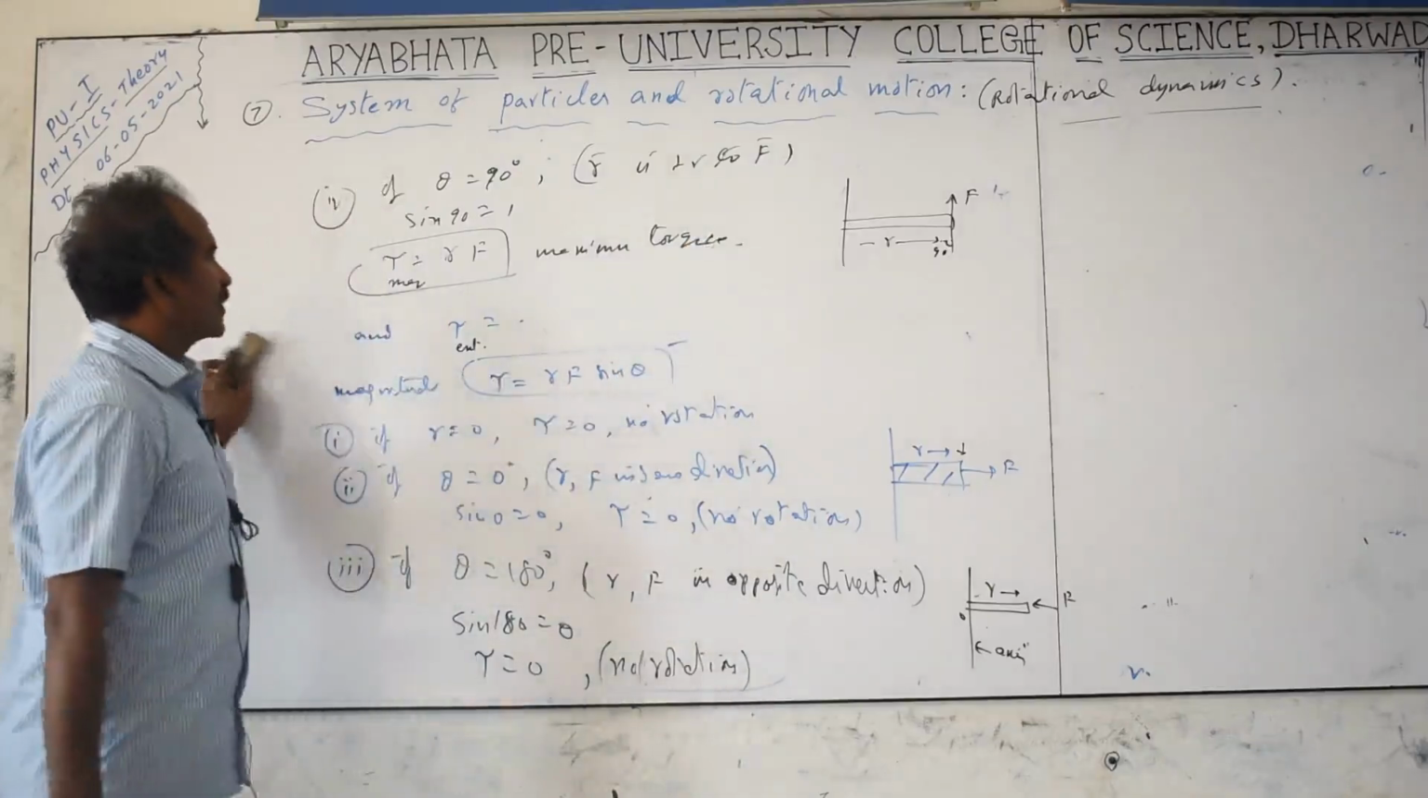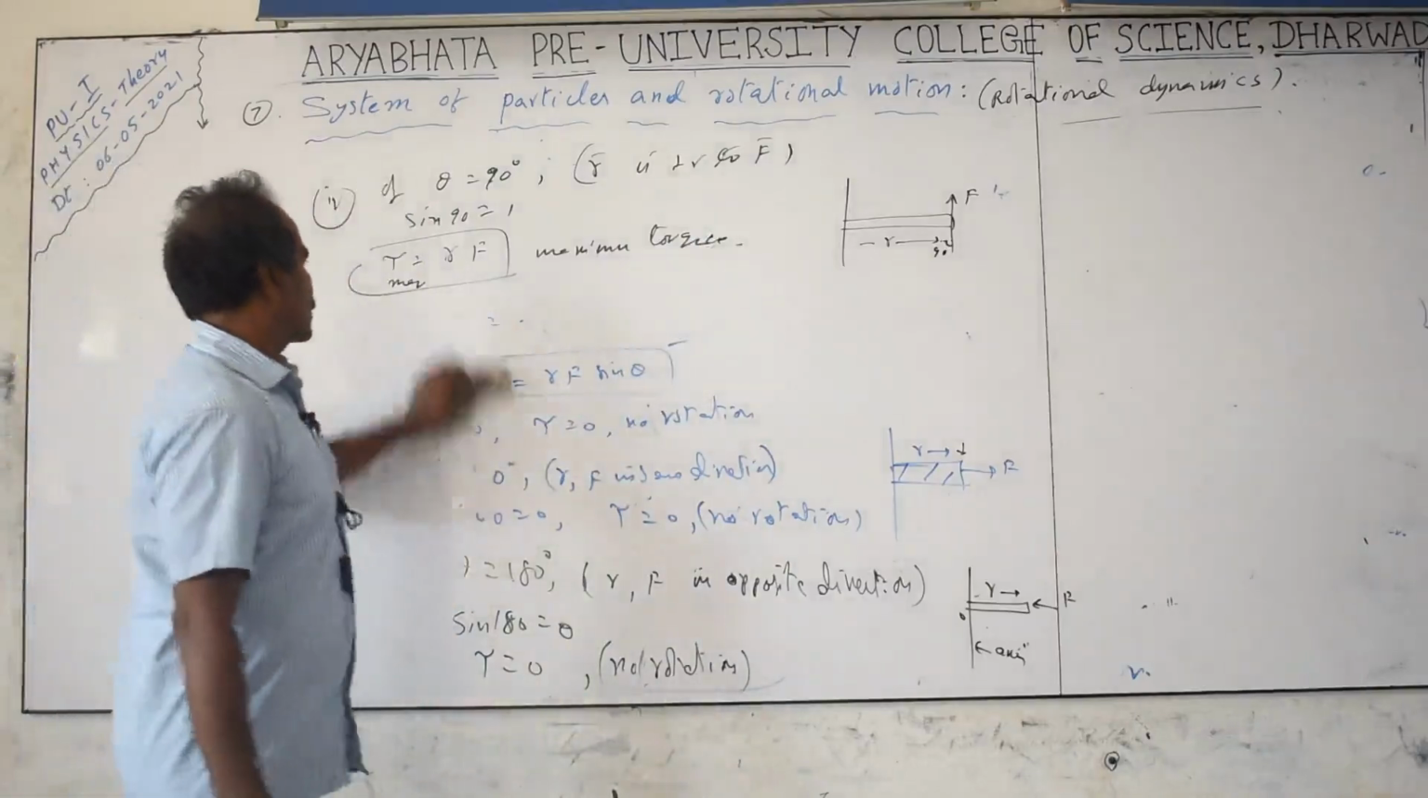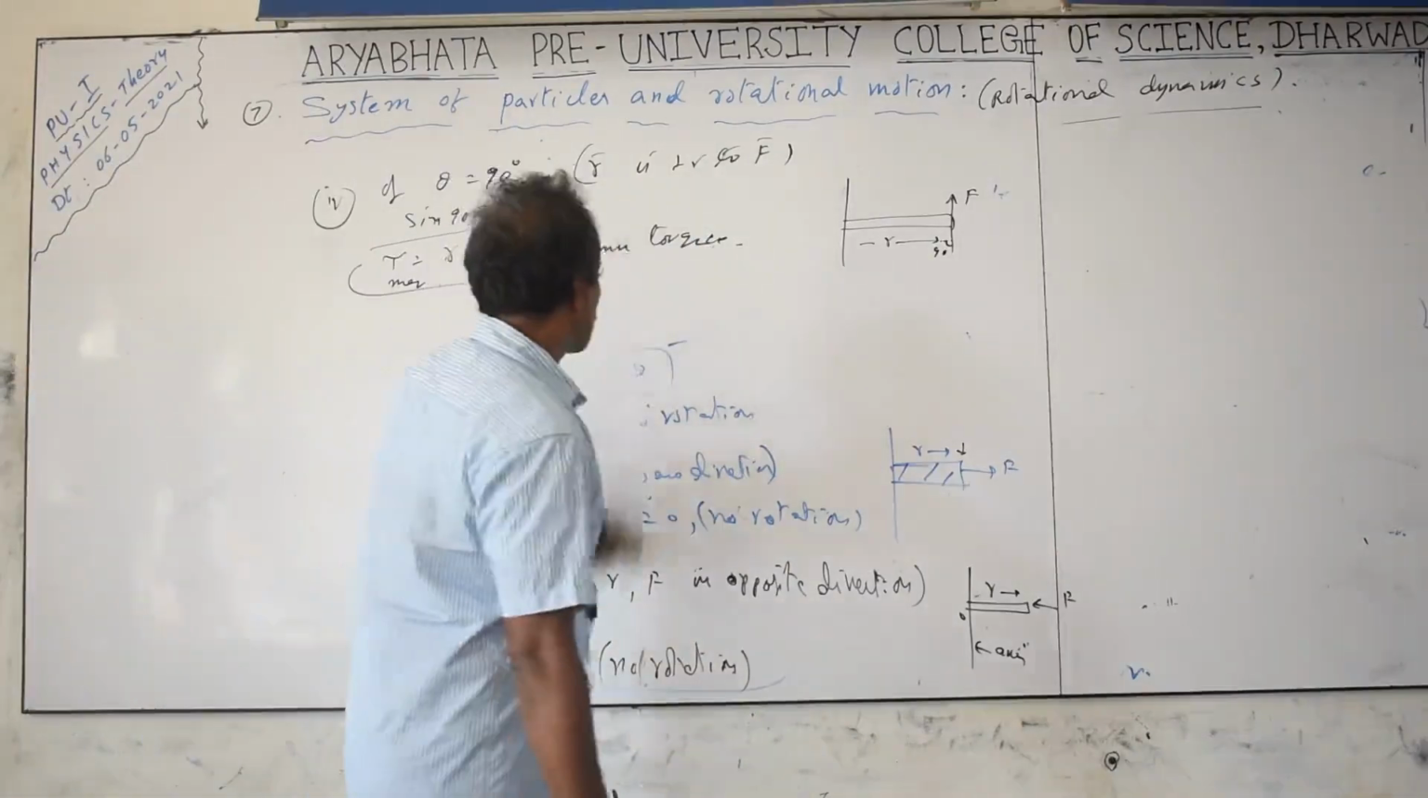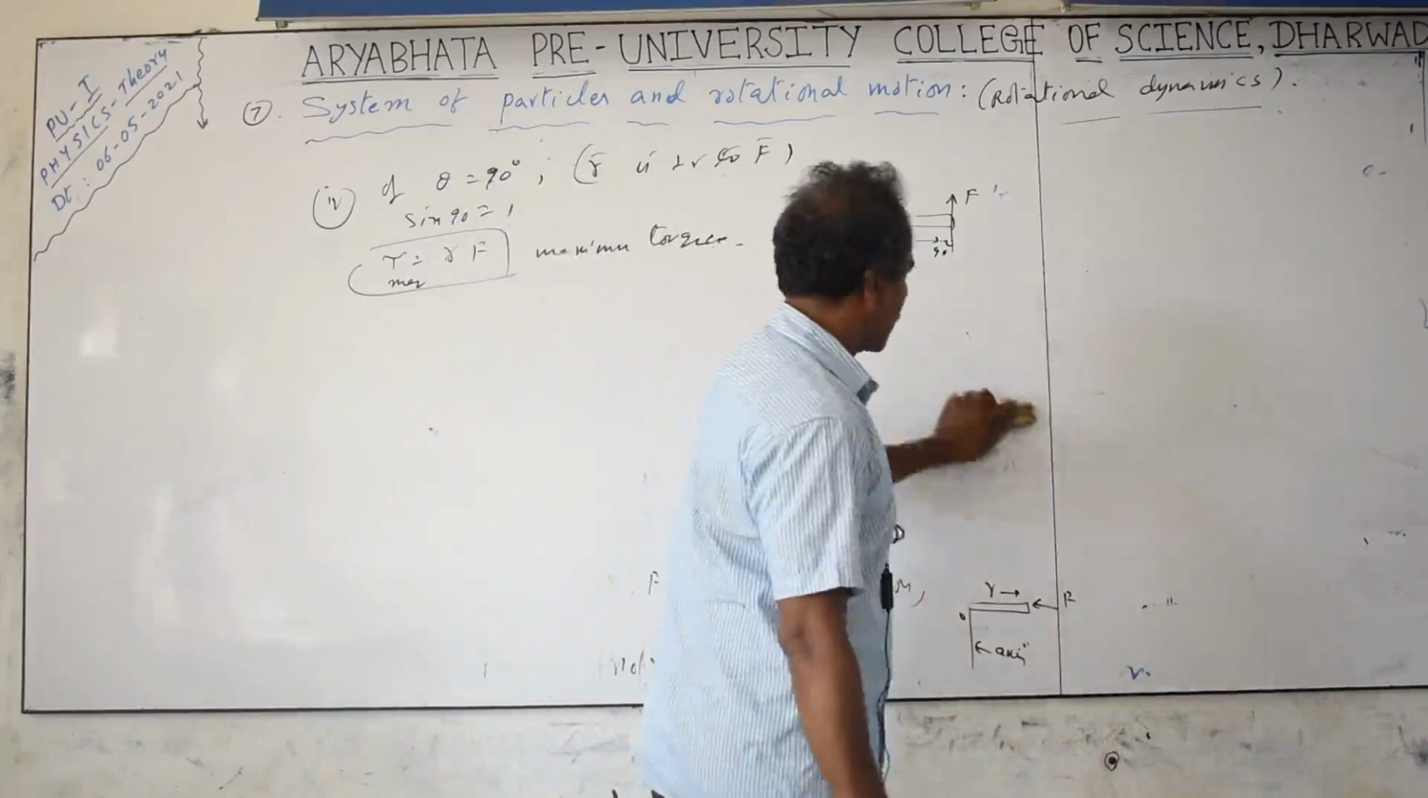Torque is maximum when theta is equal to 90 degrees for the given R and F.